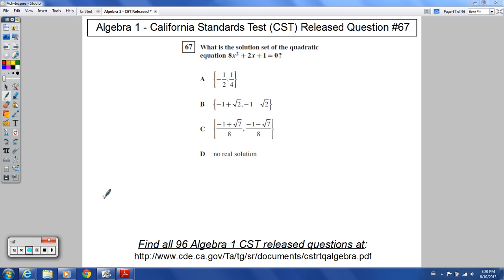Hello and welcome to Algebra 1 CST release question number 67. It says, what is the solution set of the quadratic equation 8x squared plus 2x plus 1 equals 0?